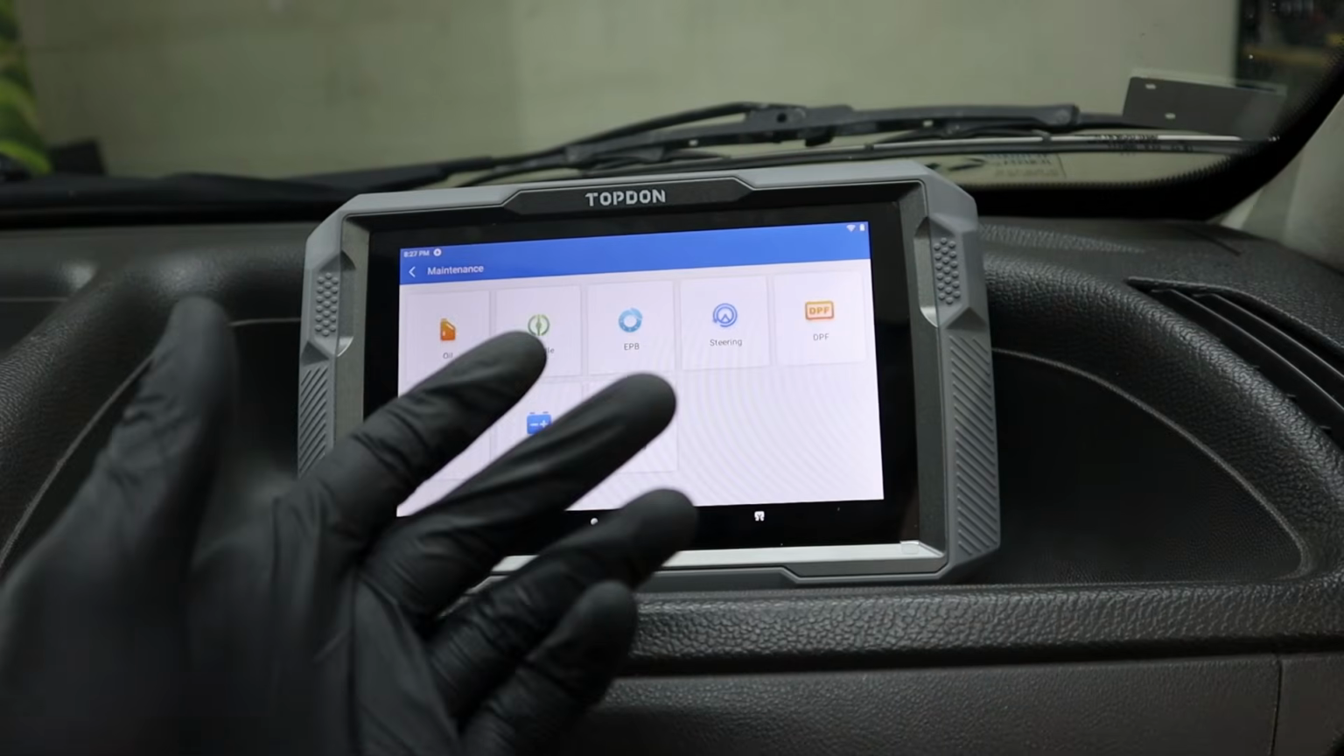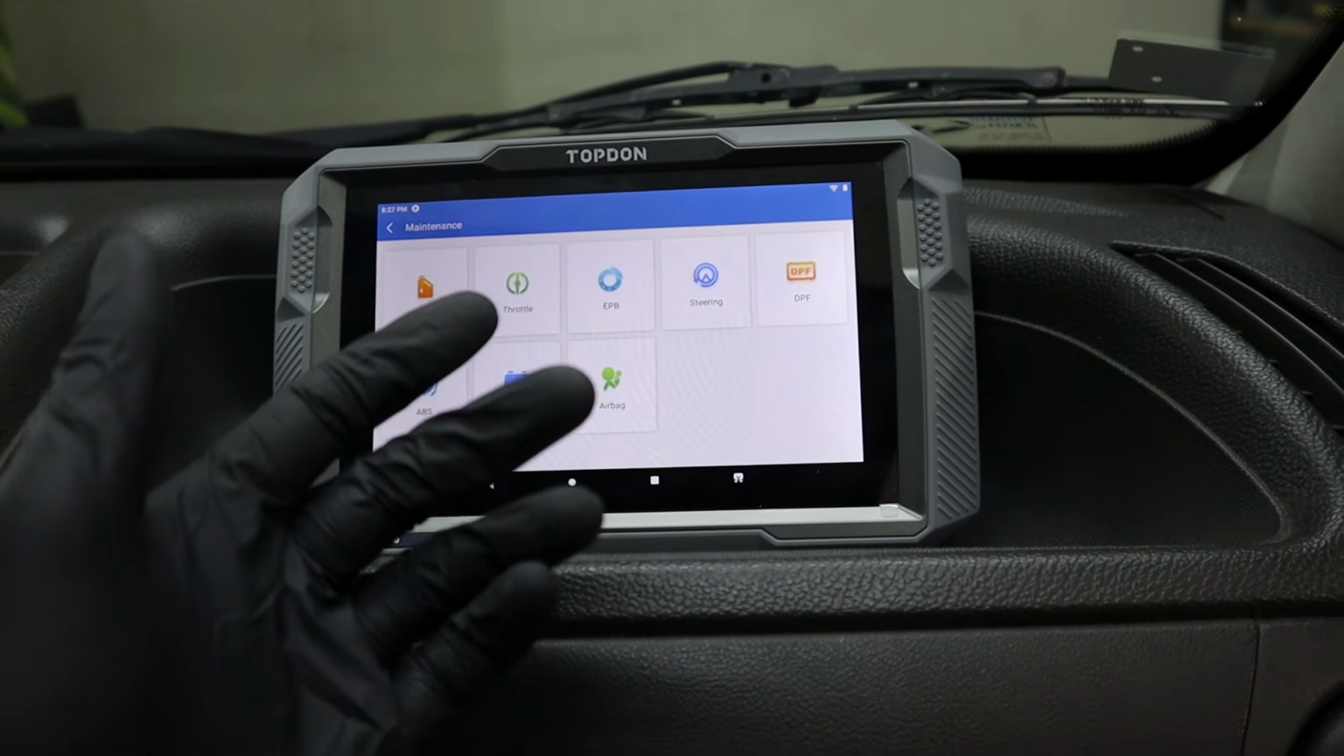Now you should have a basic understanding about what is OBD, how to use it, and what you can do with that.